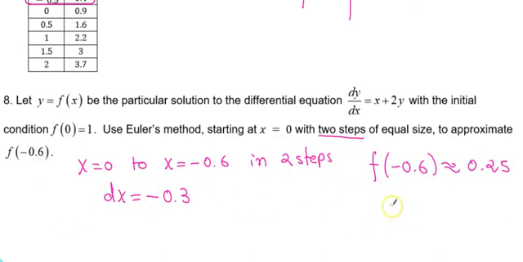This one, you are going backward. Number 8, you are going backward. So make sure your dx is negative.